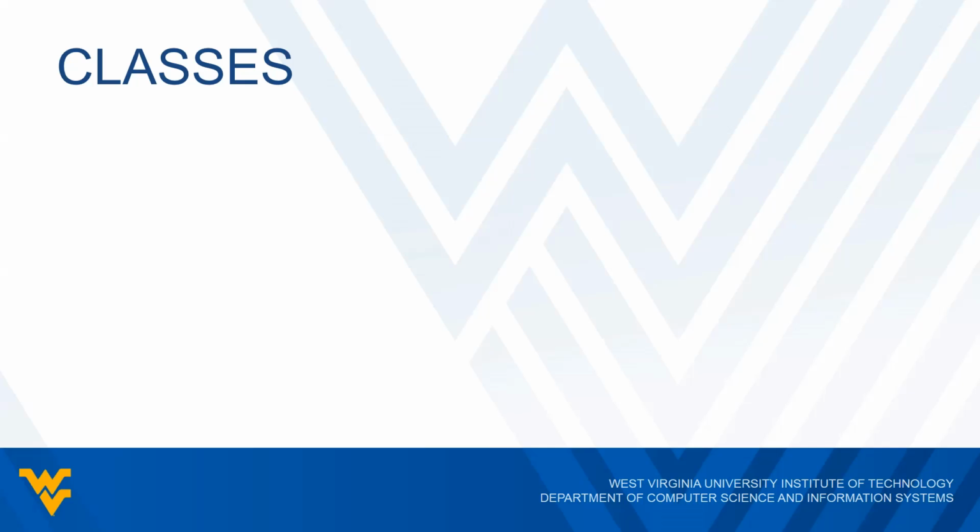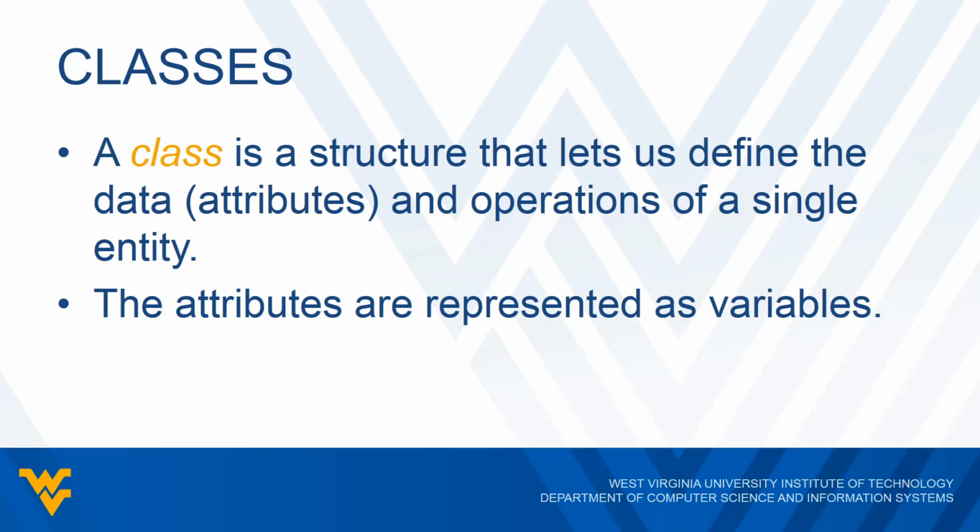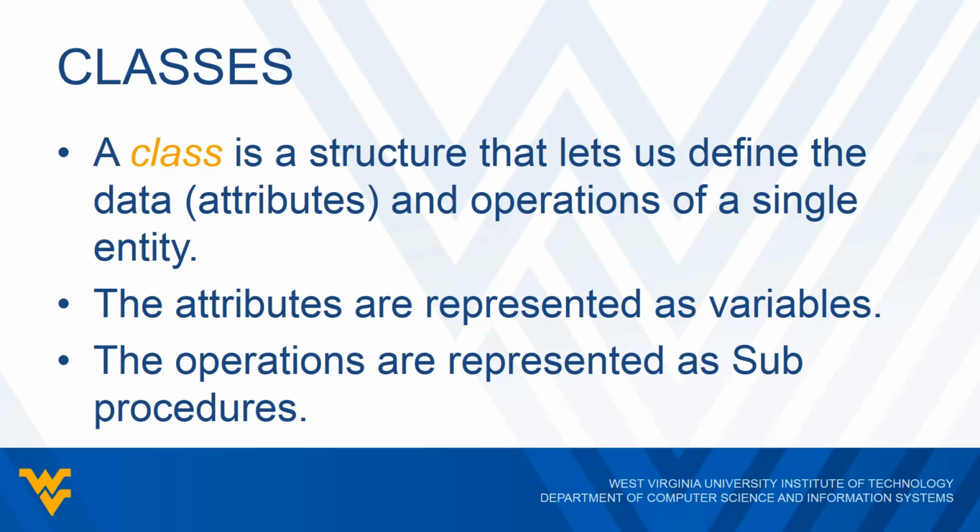So what are classes? Well, a class is a structure. It's actually very similar to the structures we talked about before, but it lets us define the data or the attributes and the operations of a single entity. In other words, we're identifying the main properties of a particular entity and the operations that we can perform on that particular entity. Now, the attributes of our entity would be represented using variables. So we can declare all these different variables, and these variables would correspond to the different properties or attributes of that particular entity. And then the operations that we can perform on the entity would be represented as subprocedures.